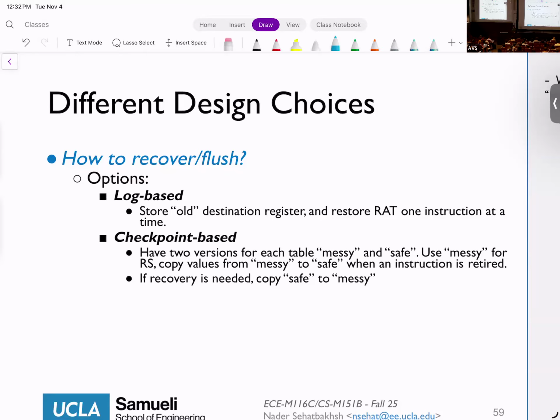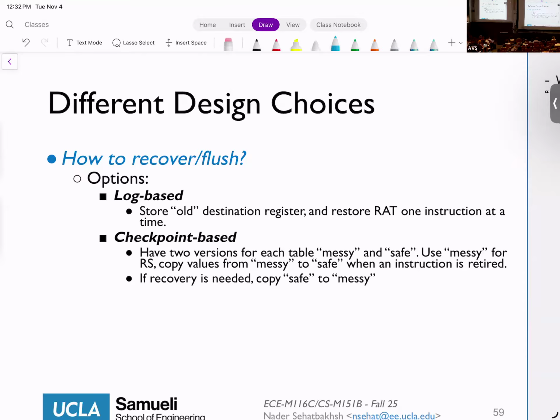The second way is what we call checkpoint-based. Checkpoint-based means I have multiple tables: multiple register files, multiple RATs, multiple reservation stations even, and so on. Whenever I make a speculation, I take a checkpoint. I copy everything into another set of registers, another table.